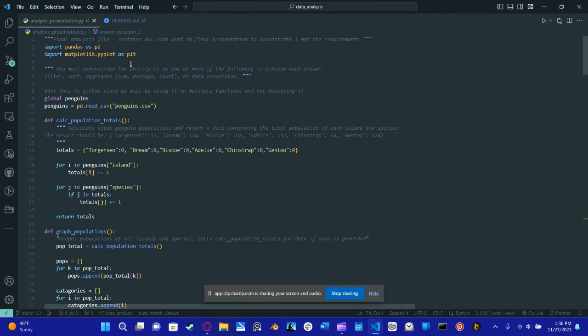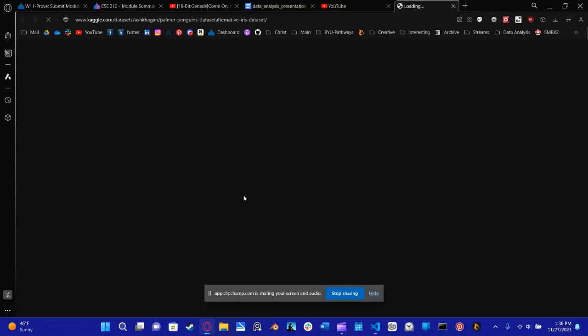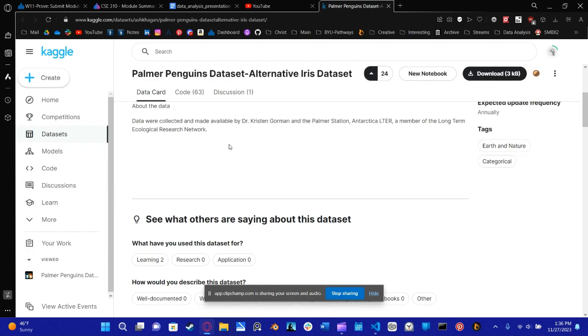For my data analysis project, I analyzed the Palmer Penguins data set from Kaggle.com, which contains information on penguins researched by Dr. Kristen Gorman at the Palmer Station in Antarctica.